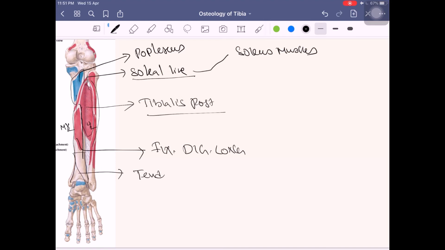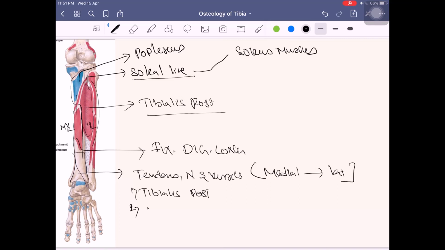So what are the structures from medial to lateral here? These are all structures which pass deep to a retinaculum called the flexor retinaculum. There are tibialis posterior, then flexor digitorum longus, posterior tibial artery, then a nerve called the tibial nerve, and finally flexor hallucis longus.